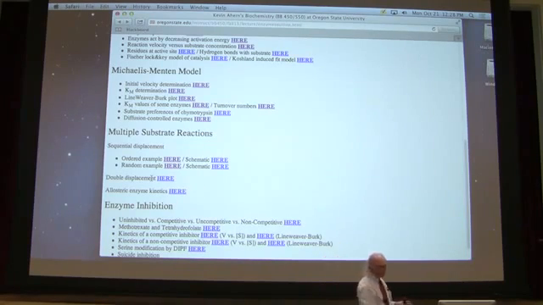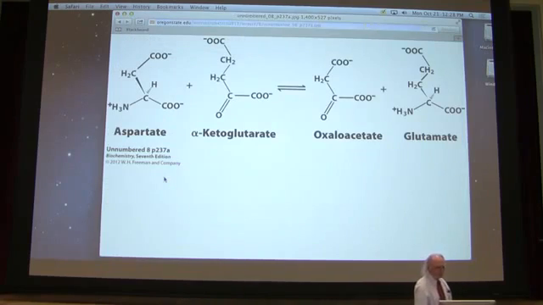What does that mean? Well, let's look at a double displacement reaction. All right? Here's a very common example of double displacement. By the way, double displacement is also called ping pong. We'll talk about ping pong mechanisms. All right?